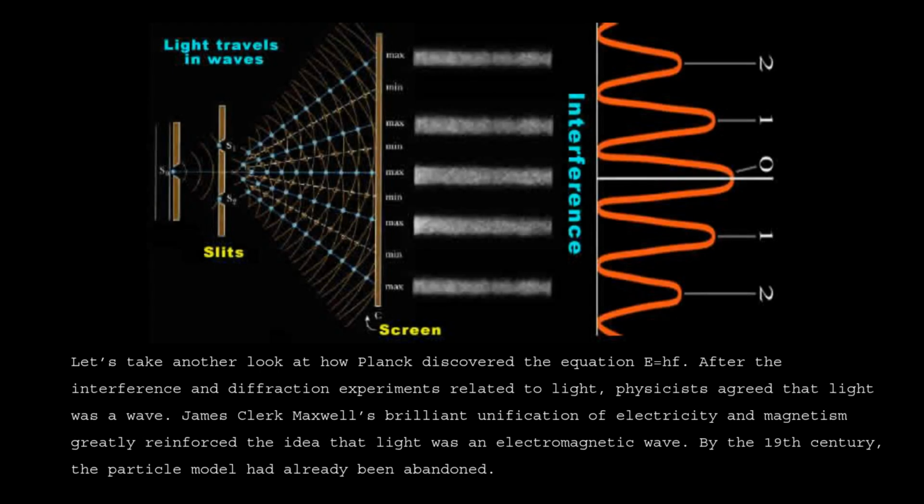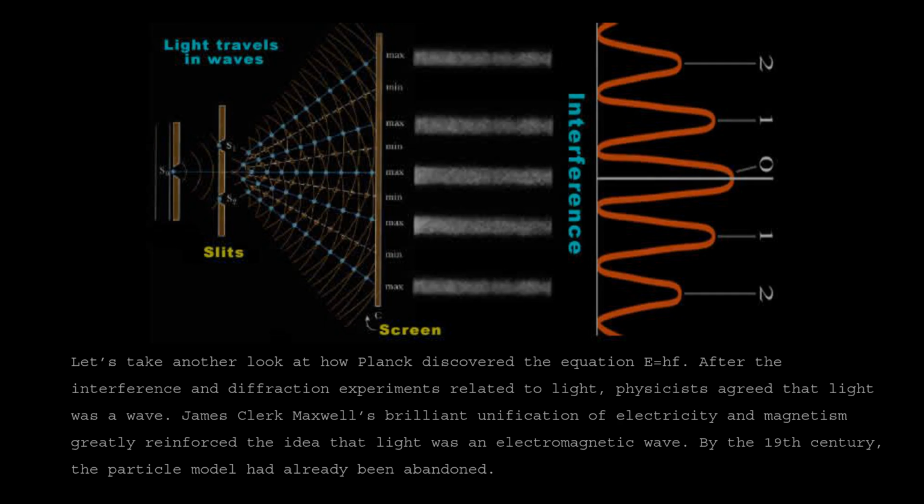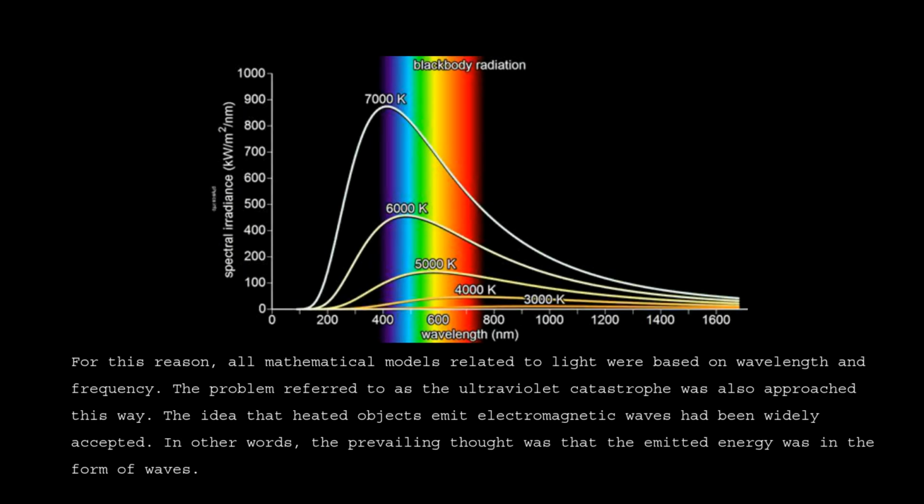Let's take another look at how Planck discovered the equation E equals hf. After the interference and diffraction experiments related to light, physicists agreed that light was a wave. James Clerk Maxwell's brilliant unification of electricity and magnetism greatly reinforced the idea that light was an electromagnetic wave. By the 19th century, the particle model had already been abandoned. For this reason, all mathematical models related to light were based on wavelength and frequency.